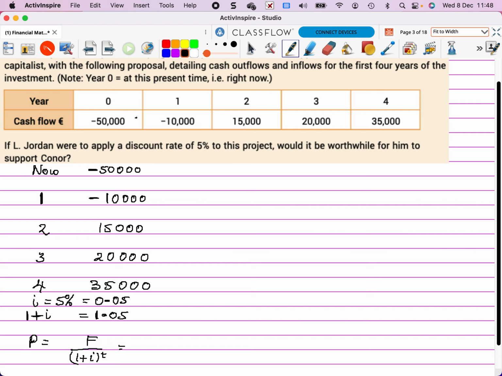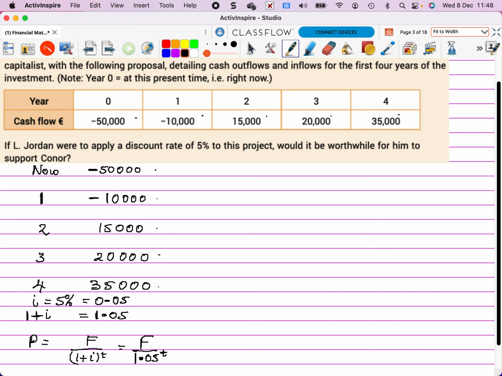Now, are each of the future values fixed? And the answer is no, they're all different. So at this moment in time, I can't substitute for F. Is 1 plus i fixed? Yes, it is. It's 1.05. And is the time period fixed? No, because this is now, this is 1 year's time, this is 2 years' time, this is 3 years' time, this is 4 years' time. So therefore, that is not fixed.